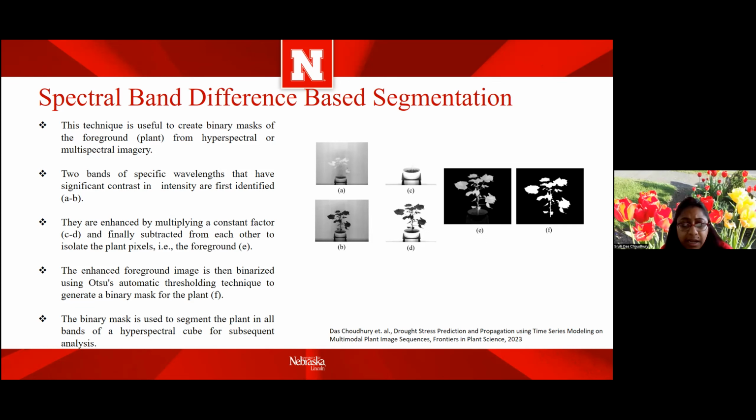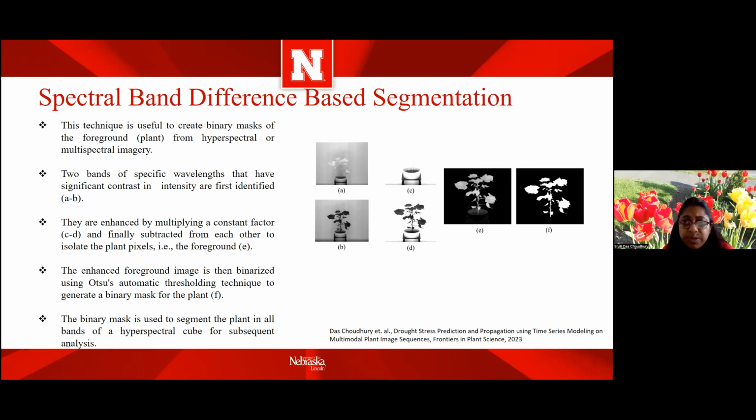So they are enhanced by multiplying a constant factor and finally subtracted from each other to isolate the plant pixels, the foreground that we show in C. The enhanced foreground image is then binarized using Otsu's automatic thresholding technique. The technique is really old, developed by the scientist Otsu in the year 1969, to generate a binary mask for the plant. The binary mask is then used to segment all plant images in all bands of a hyperspectral cube for subsequent analysis. So the technique is very easy.